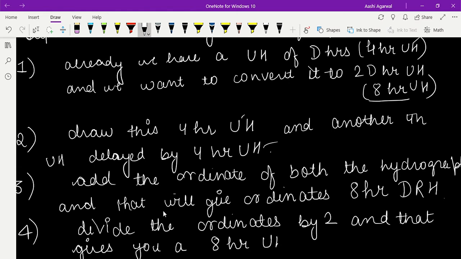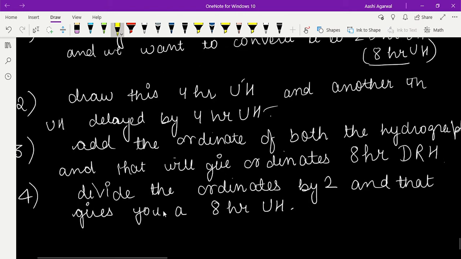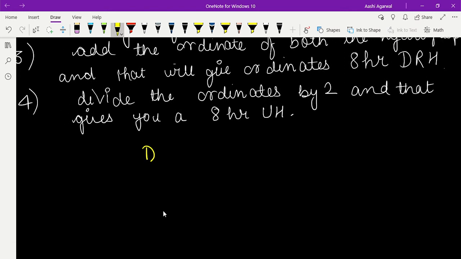8-hour unit hydrograph. So these are the steps that you have to follow. Strictly follow these steps and you will never get any problem. Now here, to avoid the confusion, let me repeat it one more time. Suppose you have a D-hour unit hydrograph and from this you want to develop a T-hour unit hydrograph.